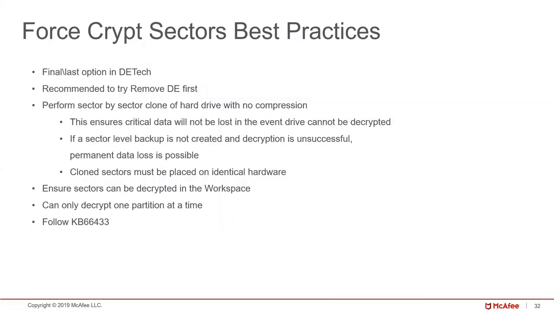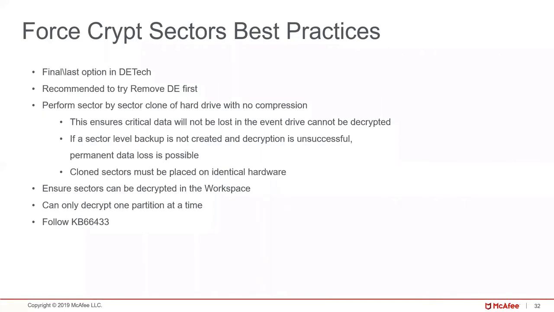If the sector by sector backup isn't created and the forced decryption is unsuccessful, for example, a power loss unexpectedly, or an instance where a system has a hard drive failure at that point, permanent data loss is possible. When we talk about cloning sectors, this does need to be cloned to an identical drive, identical make, model, and sector count.